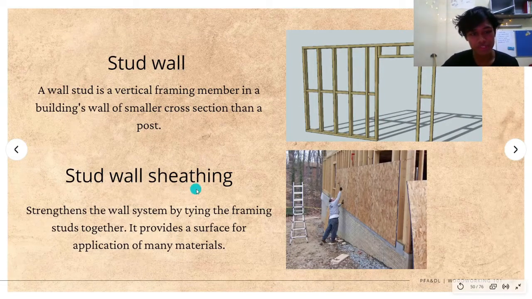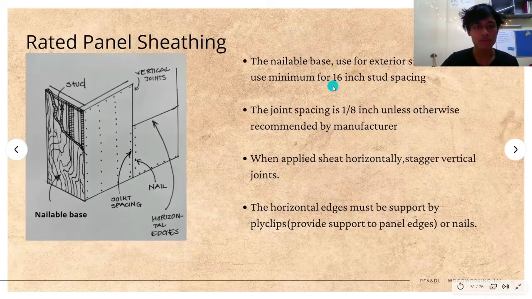Next is stud wall sheeting. Stud wall sheeting strengthens the wall system by tying the framing studs together. It provides a surface for application of many materials. So basically, a stud wall is like a frame, and stud wall sheeting is like pasting a sheet onto the frame, and it becomes a wall.